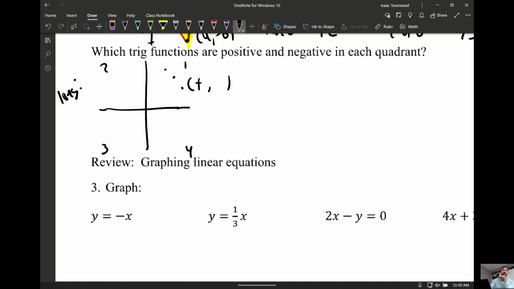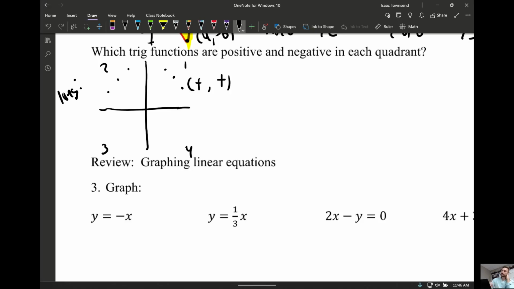Are the sine values positive? So if cosine's positive and sine's positive, what would tangent be? Positive, because sine divided by cosine, positive divided by positive, is positive. And then if you flip sine over, a positive fraction flipped over is still positive. You flip cosine over, it's still positive. And if tangent's positive, then cotangent's going to be positive, because reciprocal doesn't change signs. So it sounds like everything's positive in quadrant 1.